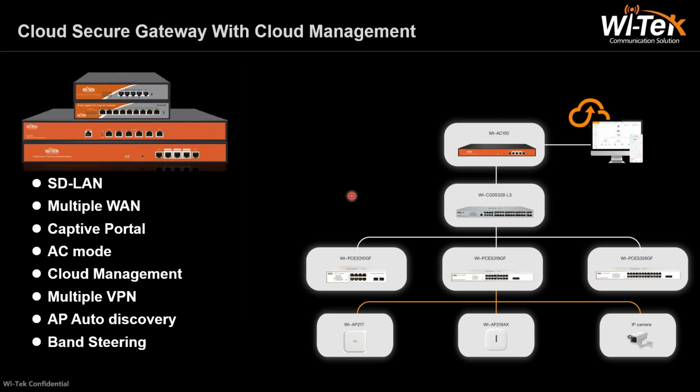Okay, let's move to our cloud security gateway. This is a very typical network architecture. Our cloud gateway connects in the core layer, together with the layer 3 or aggregation layer. If you use layer 3, the core layer uses the cloud gateway. In the access layer, we use the cloud ED Smart Series PoE switch to connect to the IP camera and the wireless access point.